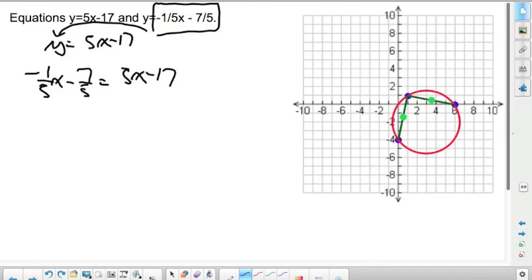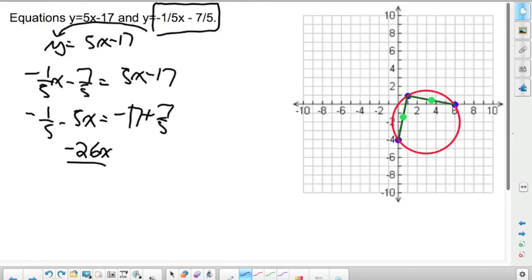So I want to isolate for x. Here I will subtract 5x, and then negative 17 plus 7/5. Oh, sorry, I left out the x here. So again, negative 1/5 x, that stayed. I'm just subtracting 5x on both sides, and then adding 7/5 on both sides.